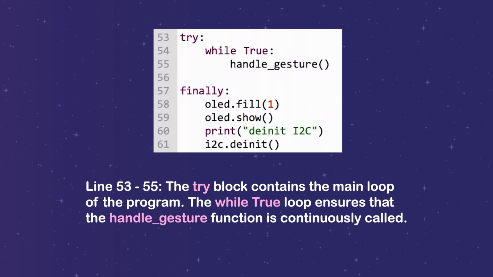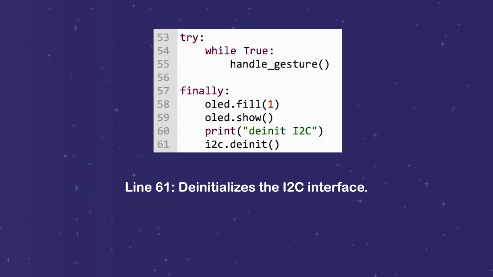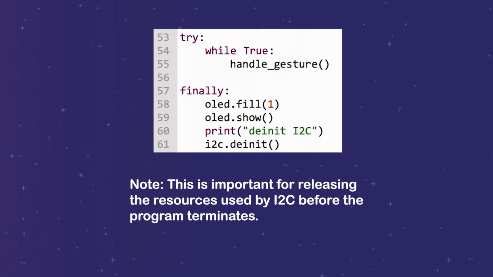Line 53 to 55, the try block contains the main loop of the program. The while true loop ensures that the handle gesture function is continuously called. Line 57 to 59, the finally block is used for cleanup operations, which include resetting the OLED screen to its original state. Line 61 deinitializes the I2C interface. This is important for releasing the resources used by I2C before the program terminates.